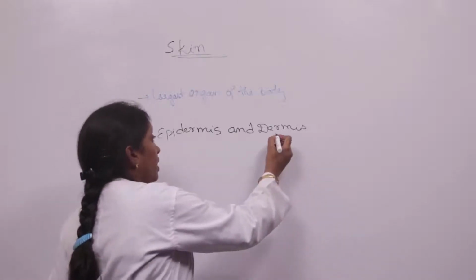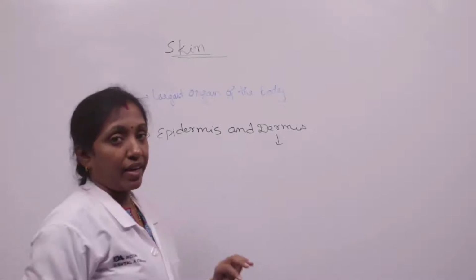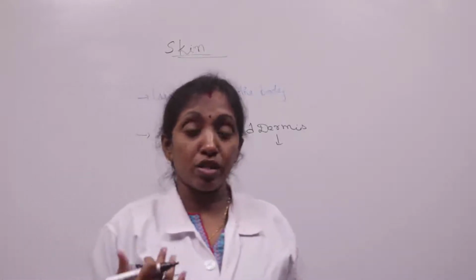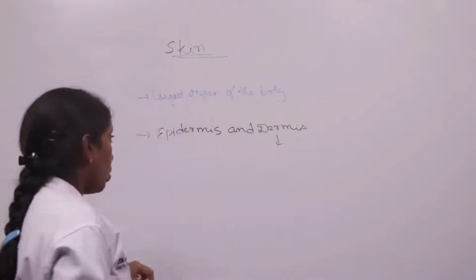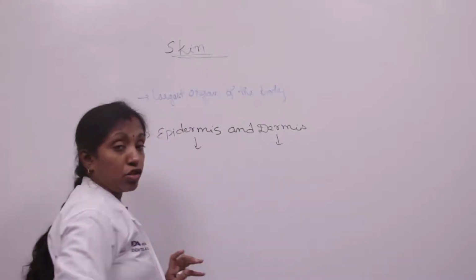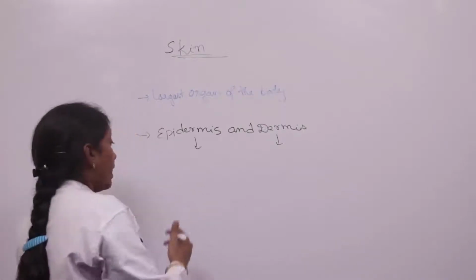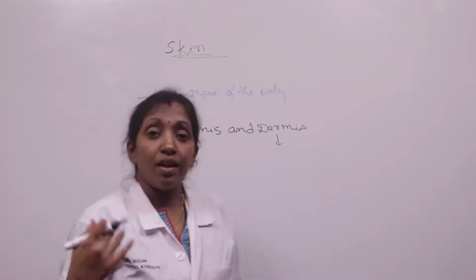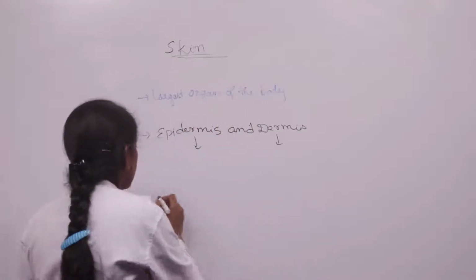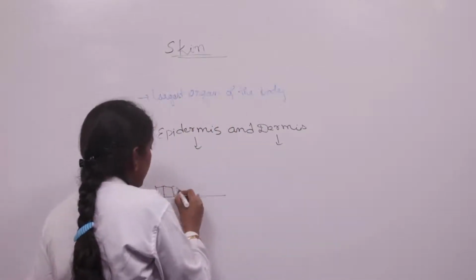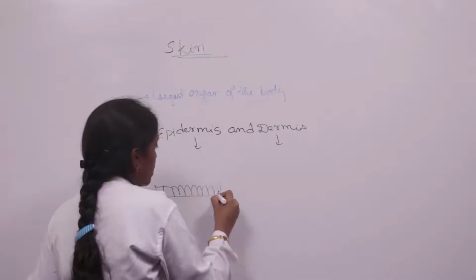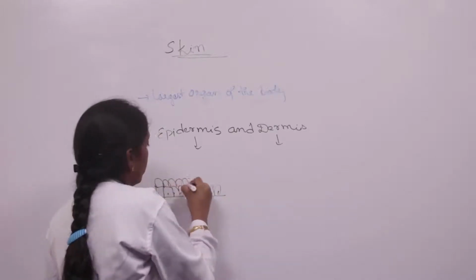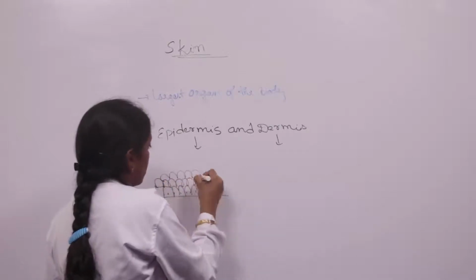And coming to the dermis, the dermis is a vascular layer which consists of blood vessels and lymphatic tissues and also some connective tissue fibers. The epithelium of the epidermis is stratified squamous keratinized epithelium. The basal cells are columnar cells, and we have 3 to 4 layers of polyhedral cells.